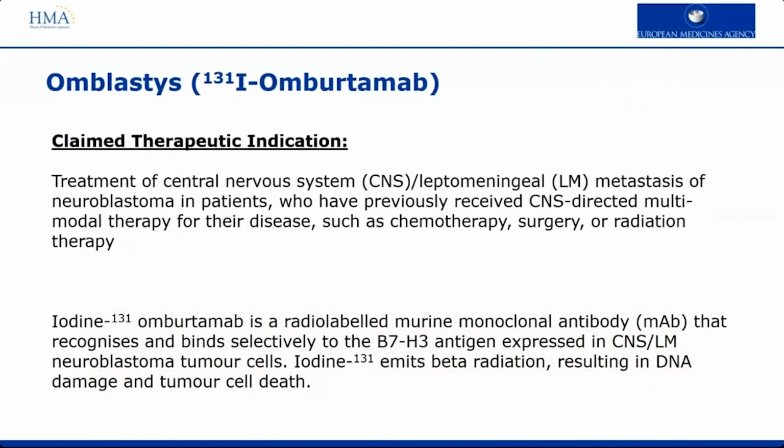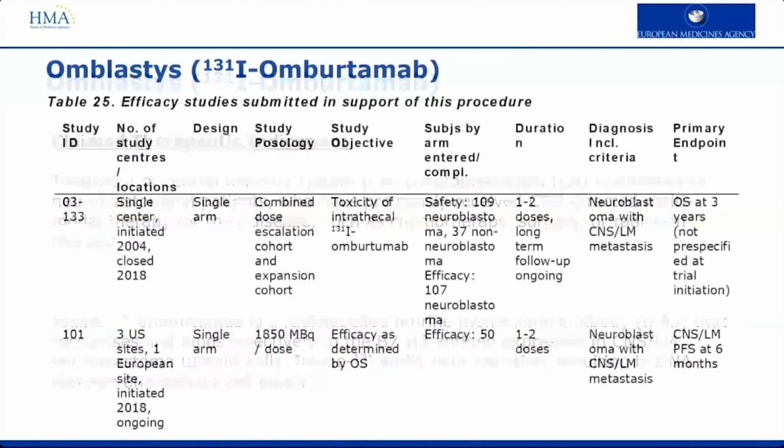Omblastis came to us with a proposed indication for treatment of central nervous system and leptomeningeal metastases of neuroblastoma in patients who have previously received CNS-directed multimodal therapy for their disease, such as chemotherapy, surgery, or radiation therapy. Iodinated omburtamab recognizes and binds selectively to the B7H3 antigen expressed in the central nervous system leptomeningeal neuroblastoma tumor cells. This iodine radiolabel emits beta radiation, resulting in DNA damage and tumor cell death.